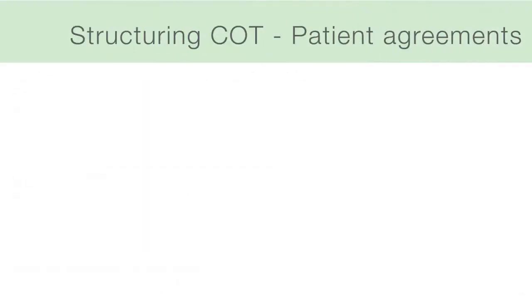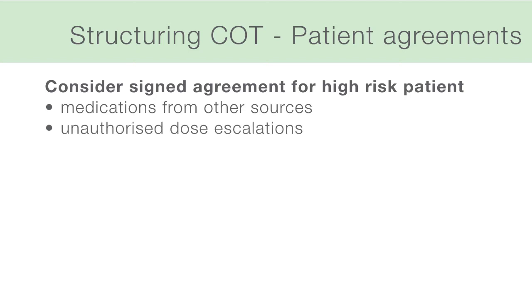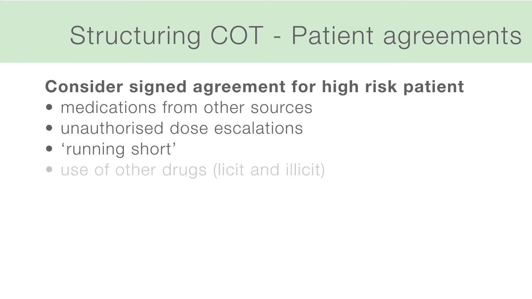With your patient agreements, again, consider this agreement for all patients, but particularly the higher risk patients, and include all these topics that are on the slide. So avoiding medications from other sources, avoiding unauthorised dose escalations, what happens if they're running short? Well, they shouldn't be running short if they're taking it as authorised, but basically the fact that you're not going to be refilling their scripts early. Talking about use of other drugs, illicit and licit drugs. So whether they're sourcing other opioids elsewhere, whether they're taking another sedative like, for example, cannabis or heroin, whether they're taking another sedative like alcohol or a benzo, asking about those medications.